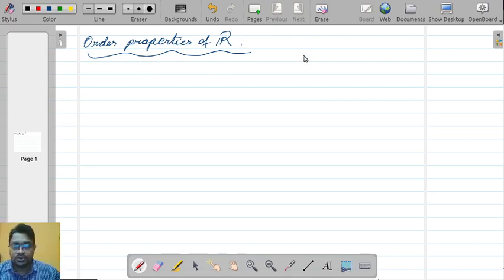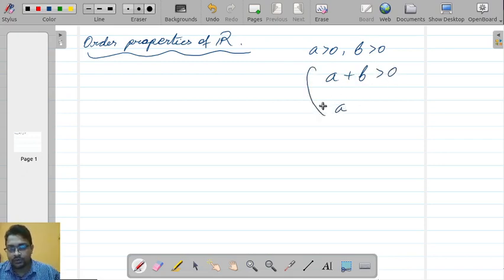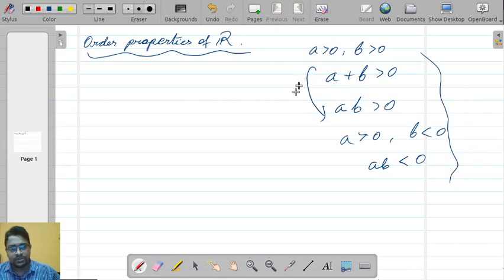Okay, so in our school days we have seen if a is greater than 0, b is greater than 0, then a plus b is always greater than 0, right? Then from there a into b is also greater than 0, right? If a is greater than 0, b is less than 0, then a into b is actually less than 0. These are the properties of inequality which we have proved also at school level.